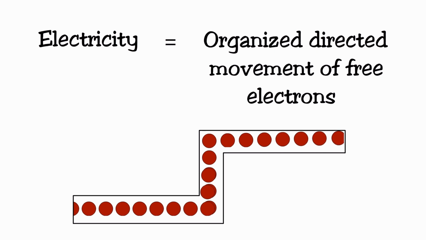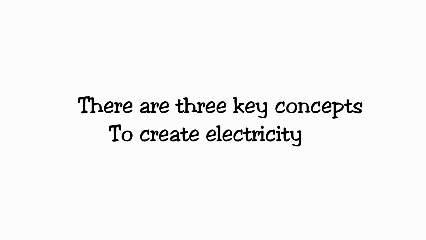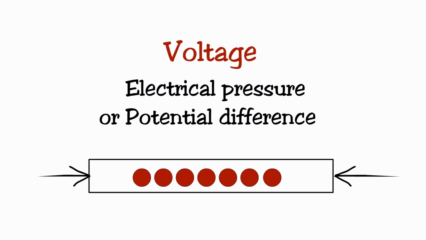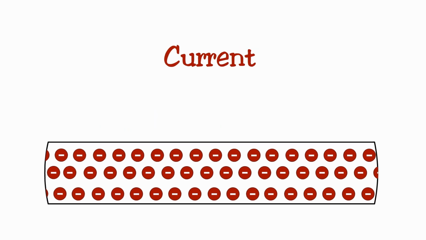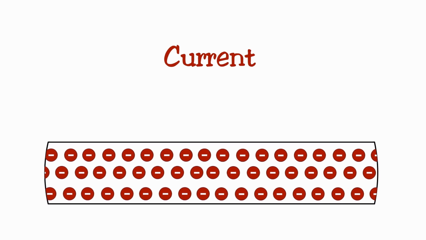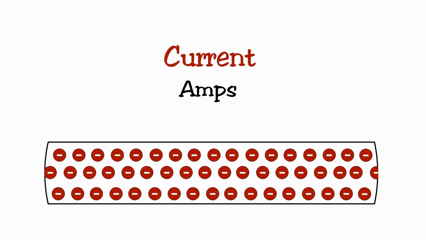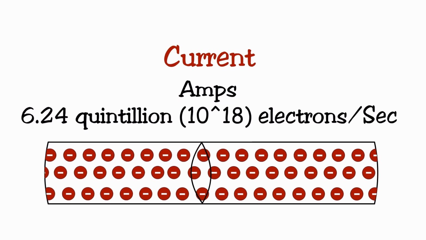To get free electrons to move in an organized way and create electricity, three key concepts come into play. First up, voltage. Voltage is known as the electrical pressure or potential difference. It's the push or pull that shoves electrons from one point to another. More voltage, stronger push. Next is current. This is just the rate at which electrical charge flows through a material. The more electrons zooming by per second, the higher the current. It's measured in amps, and every amp means that about 6.24 quintillion electrons are passing through a point every second.